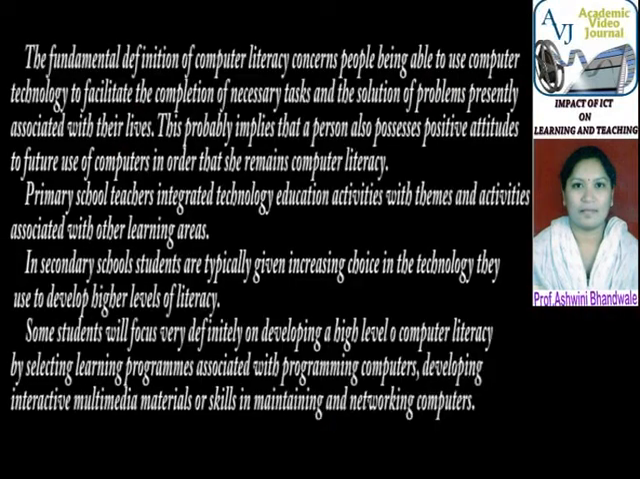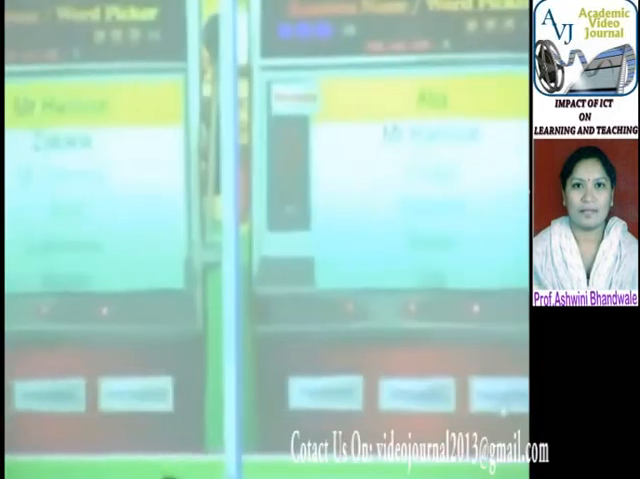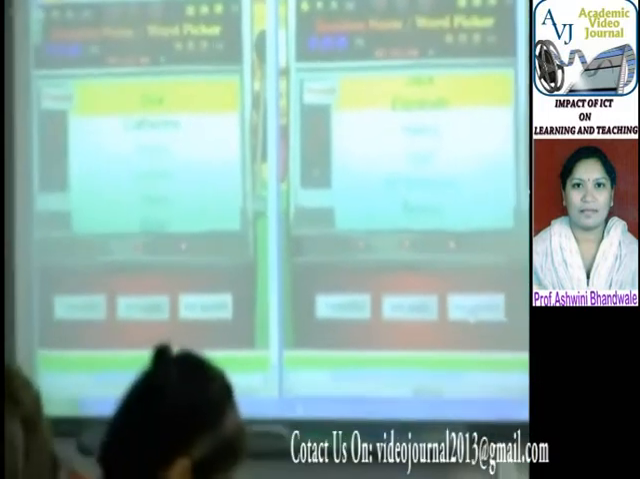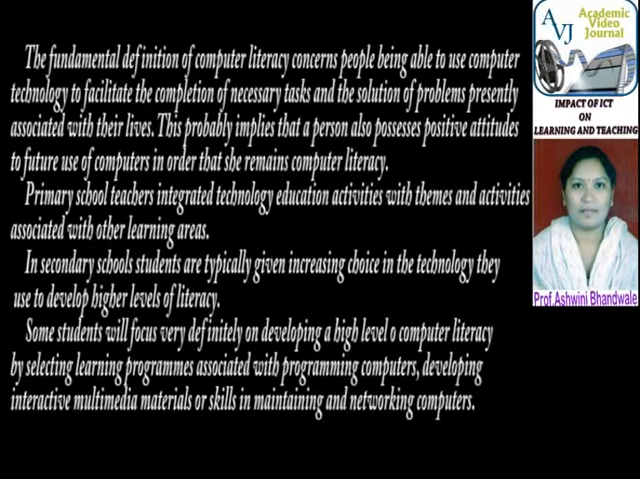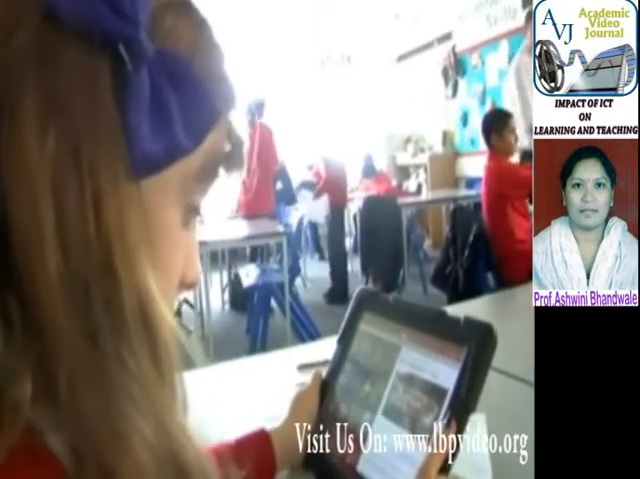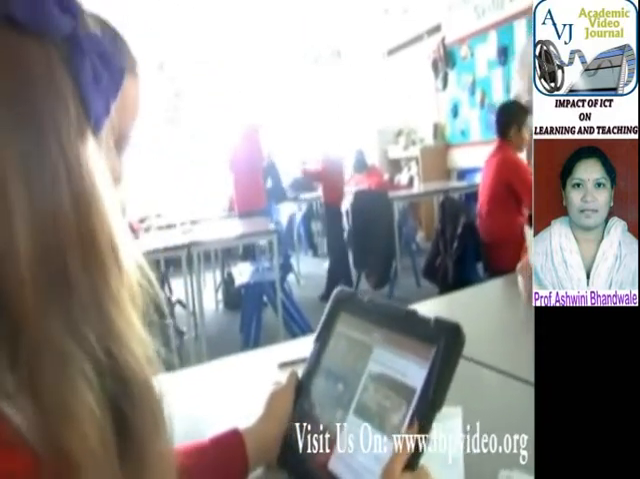The fundamental definition of computer literacy concerns people being able to use computer technology to facilitate the completion of necessary tasks and the solution of problems presently associated with their lives. This probably implies that a person also possesses positive attitudes to future use of computers in order that she remains computer literate. Primary school teachers integrated technology education activities with themes and activities associated with other learning areas.